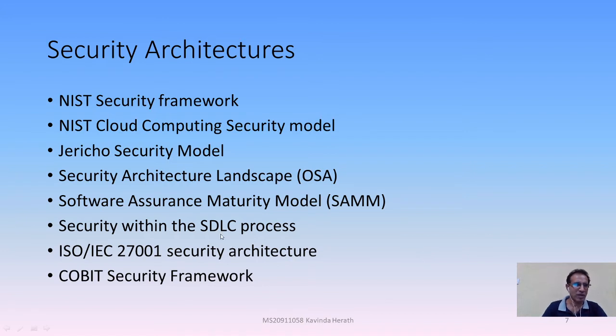And there are plenty of others: Jericho security models, security architecture landscape, software assurance maturity models, and security within the SDLC process. ISO IEC 27001 security architecture is there. COBIT security frameworks are there, but those frameworks are a bit complicated compared to NIST. The applications and the DevOps process.